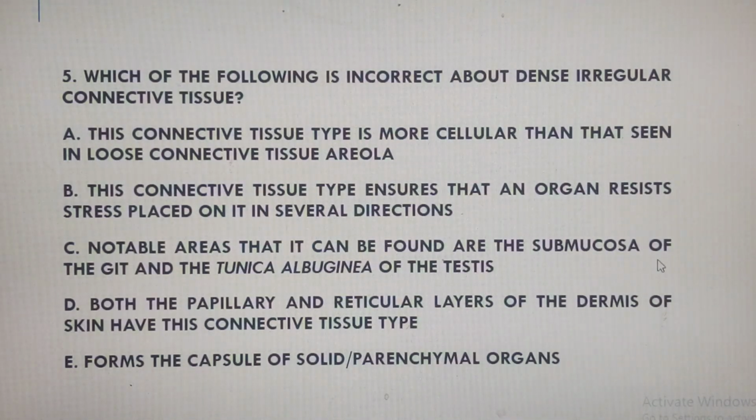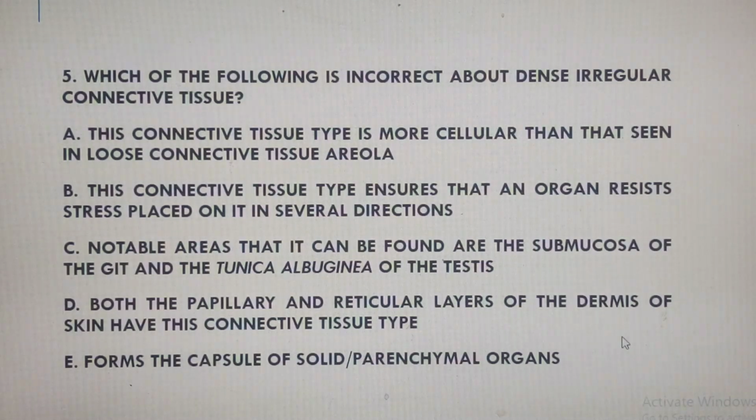Now option C says notable areas where it can be found are the submucosa of the GIT, that's the gastrointestinal tract, and the tunica albuginea of the testes. Yes, that's a very true statement. We get to know there the perichondrium and periosteum. I will talk about the other ones, of course. These areas will also have dense irregular connective tissue.